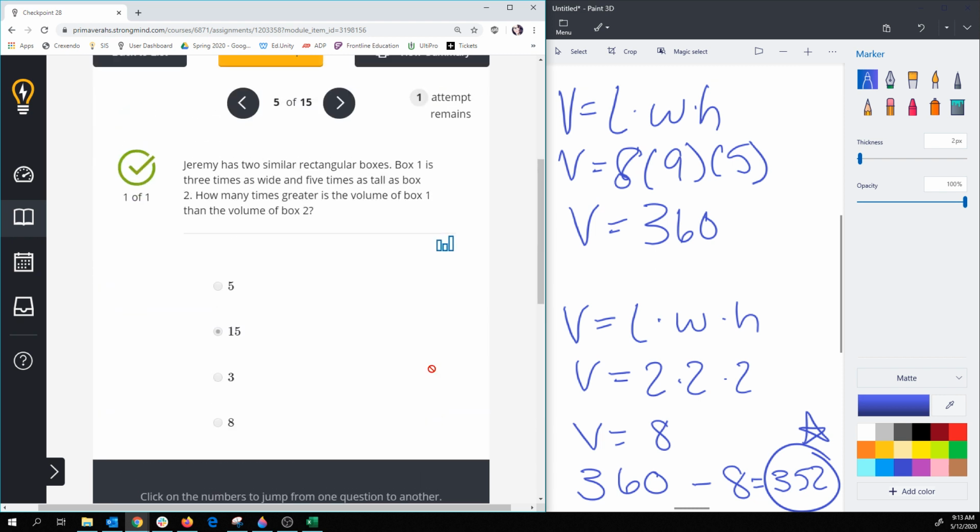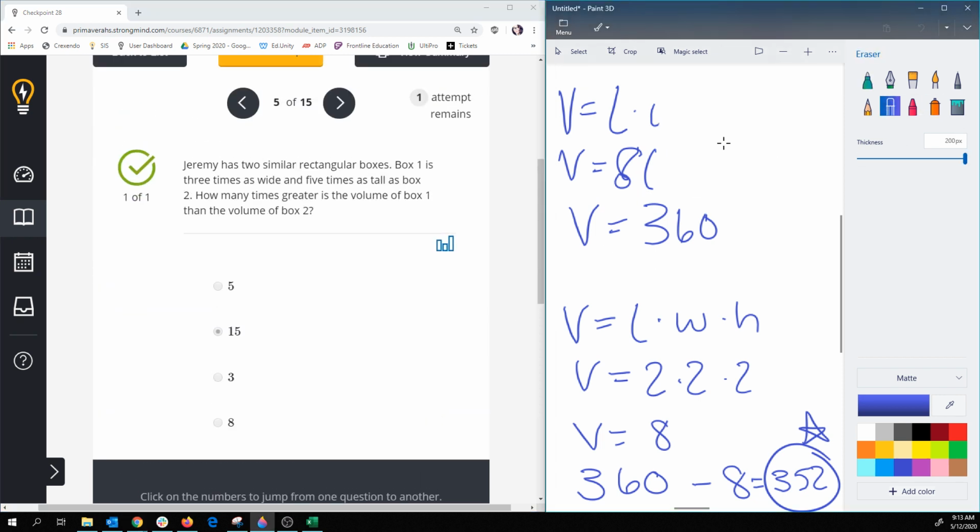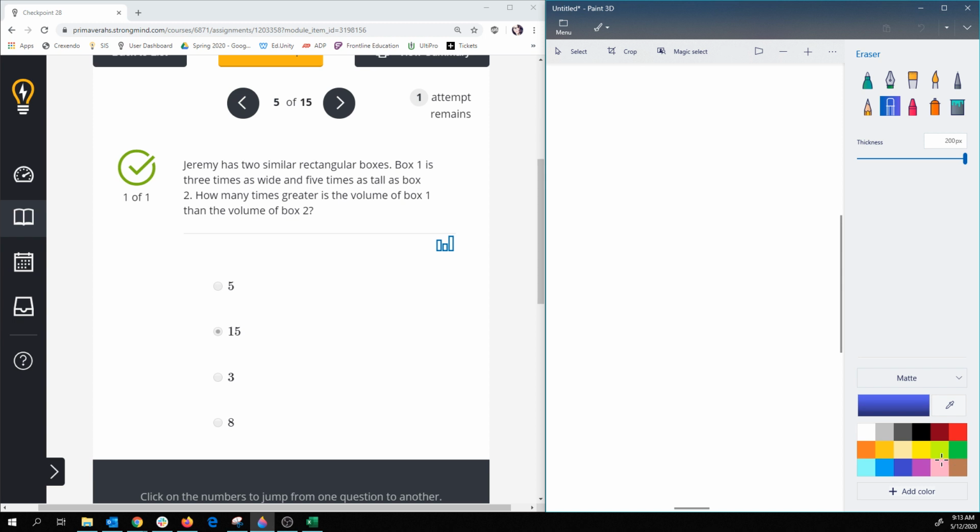All right, number 5. So on number 5, Jeremy has 2 similar rectangular boxes, and box 1 is 3 times as wide and 5 times as tall as box 2. How many times greater is the volume of box 1 than box 2?